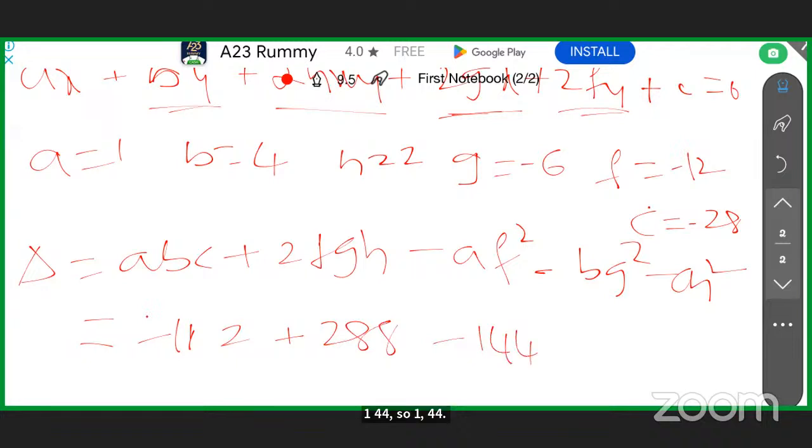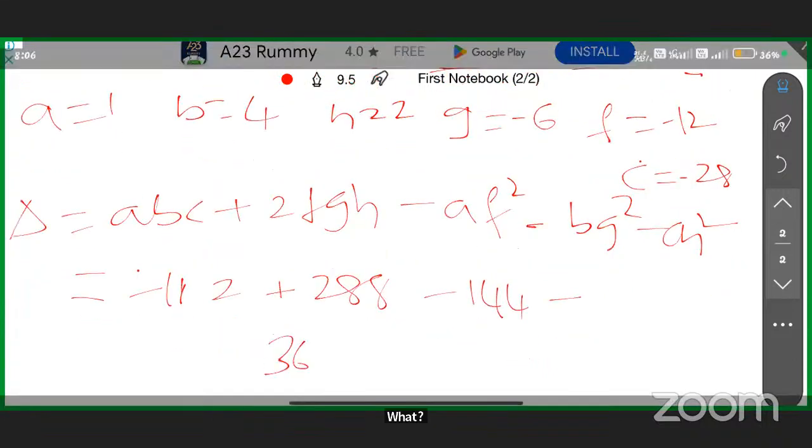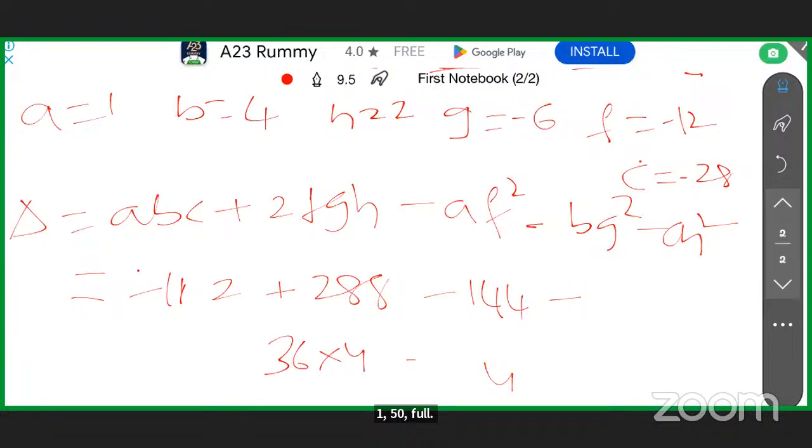Minus BG square. So 4 into minus 36, that is, 36 into 4. 36 into 4 is 144. Yes or no? Yes, sir, 144.